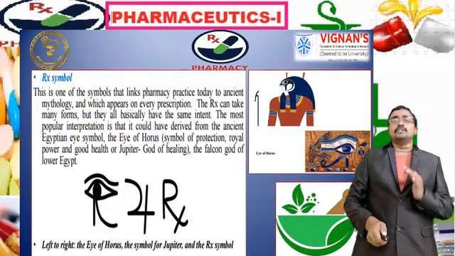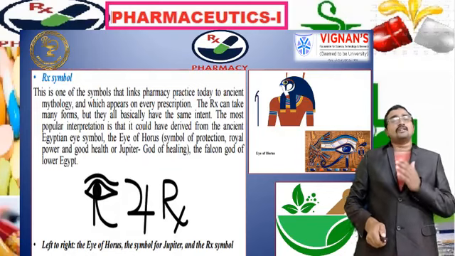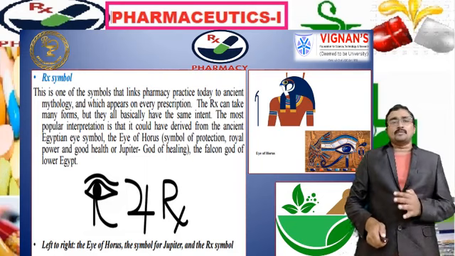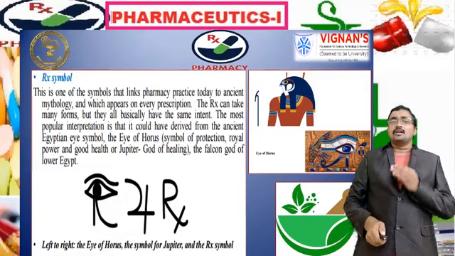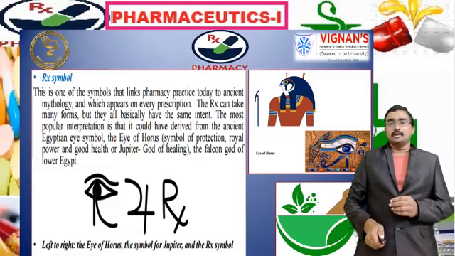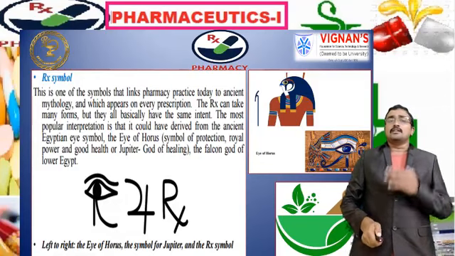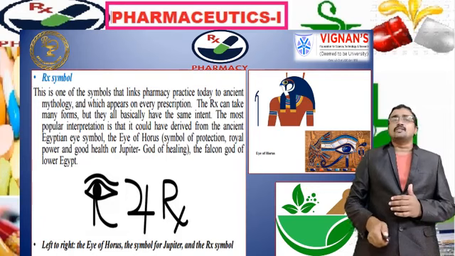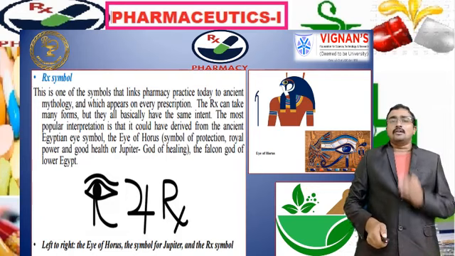It mainly indicates the power of good health, and also the god of healing. So the eye of Horus means a symbol of protection, royal power and good health, or the god of healing. That's why the lower Egyptians believed the falcon of the god is one of the words or symbols mainly linked to pharmacy practice.